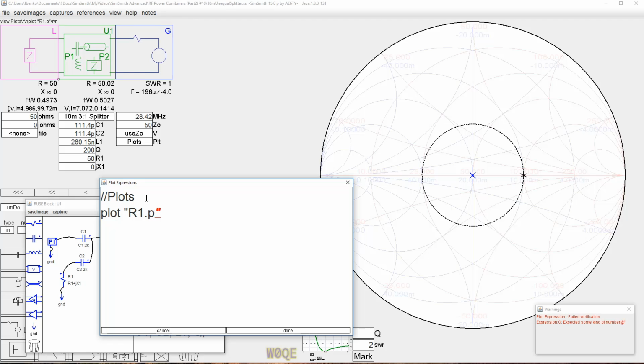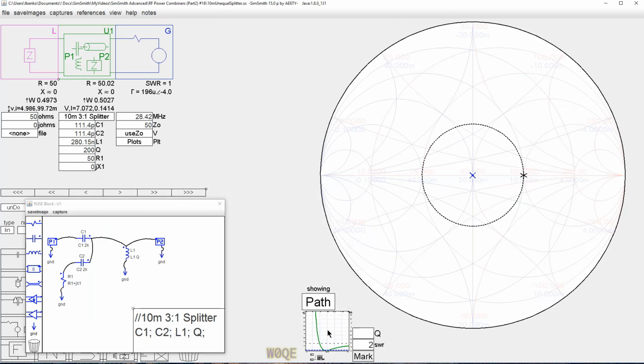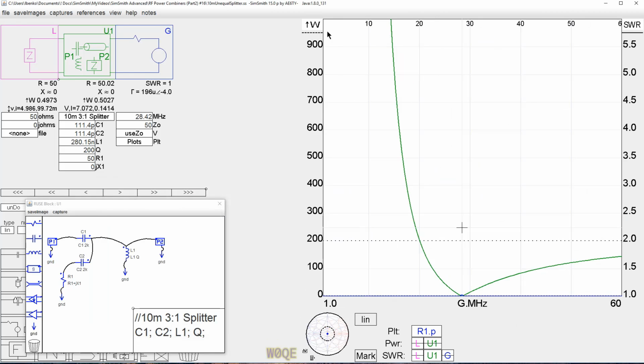Let's call it R1.P. It's this component. We're going to measure the power in this component. It doesn't matter if it's a resistor or if it's reactive; SimSmith will calculate the correct power. It's U1.R1.P. So it's the block, the component, and what we want to do with it. And that's what we're going to plot. We're going to plot that on the power axis. It's the same axis that we plot the normal power from the load in.